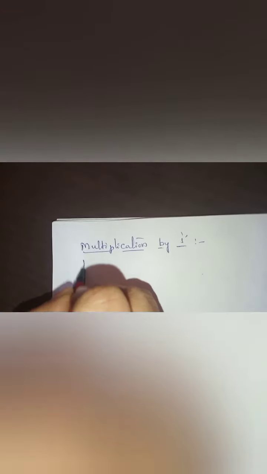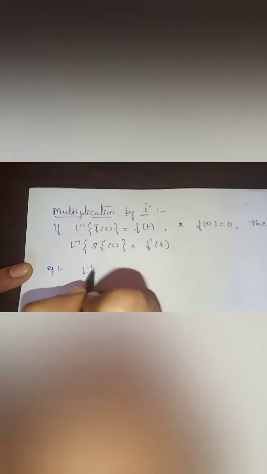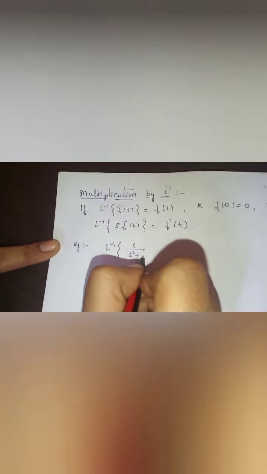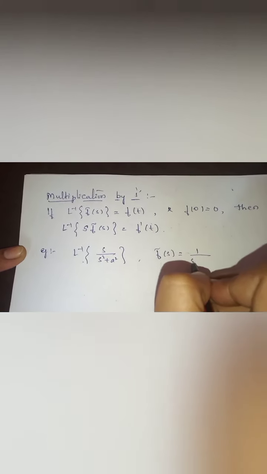The next property is multiplication by s. It states that if Laplace inverse of f bar of s is f of t with the condition that f of 0 is equal to 0, then only Laplace inverse of s into f bar of s will be equal to f dash of t. Like for example, if you have Laplace inverse of s by s square plus a square. Now here your f bar of s, you can choose it as 1 by s square plus a square.